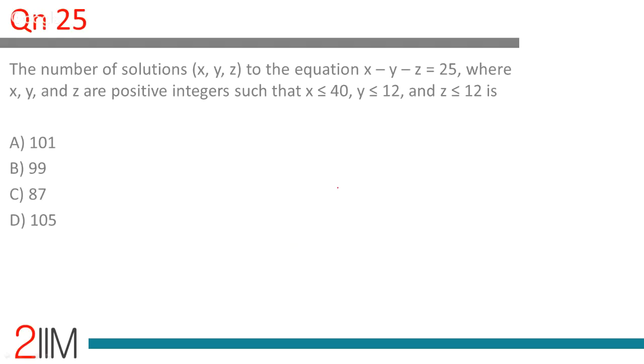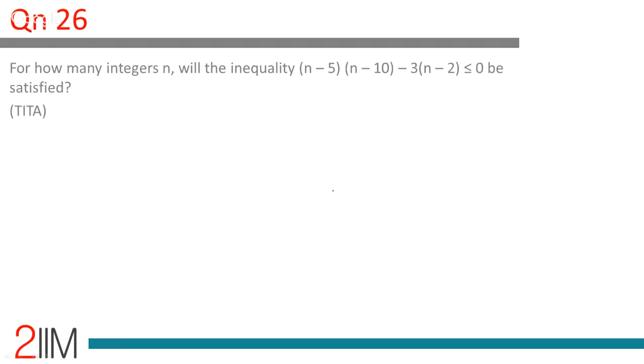Number of solutions x minus y minus z equal to 25. I'm not doing this. I'll come back to this later. I'll skip 13.